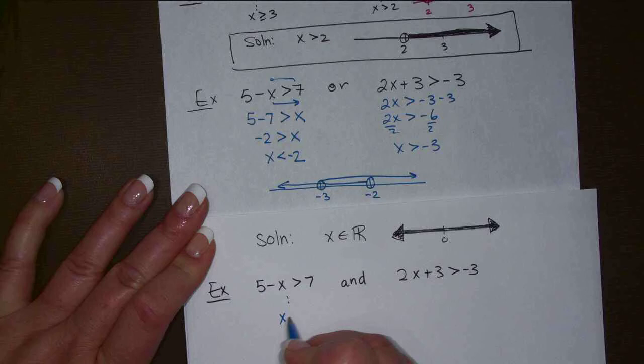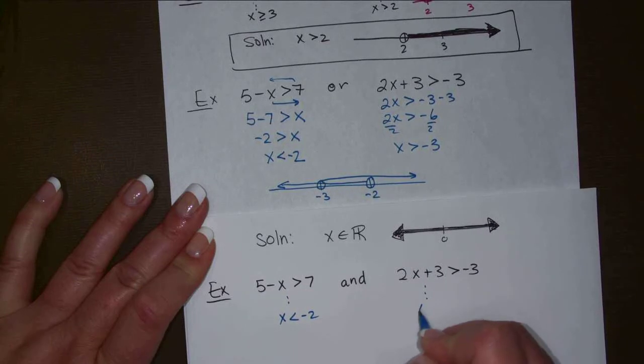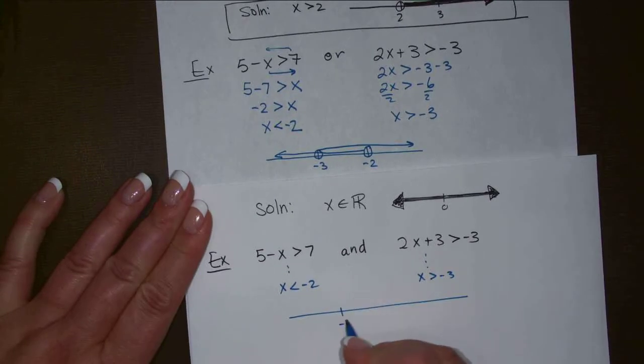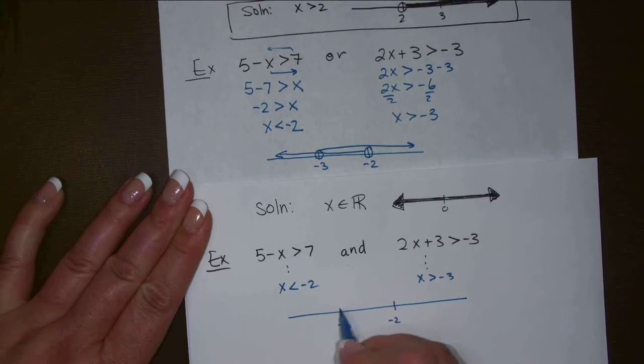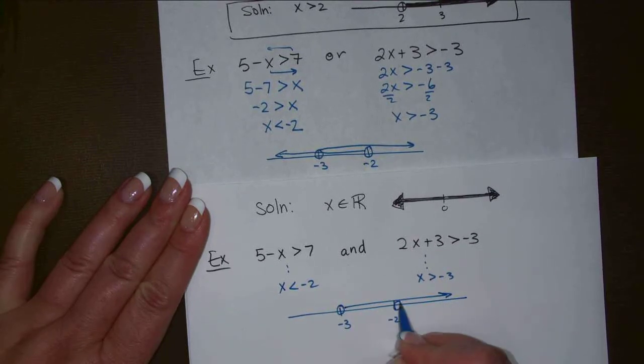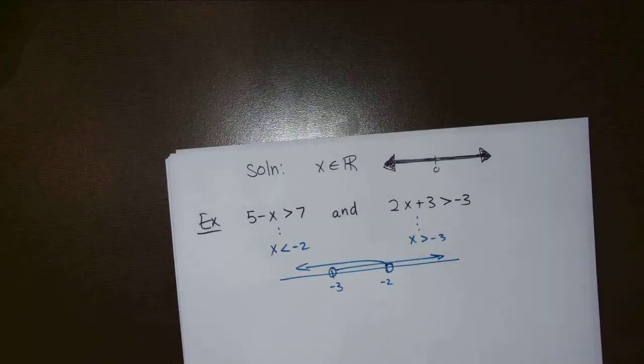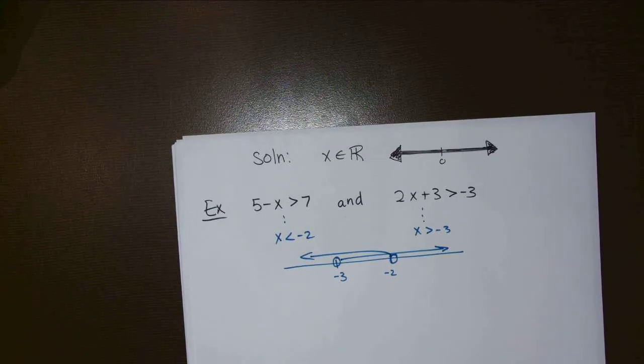So this was x is less than minus 2, and this was x is greater than minus 3. So let's look at that number line again. So greater than minus 3, less than minus 2. And we're looking for the overlap where both lines are drawn. It has to be included in both. So what would be the solution?